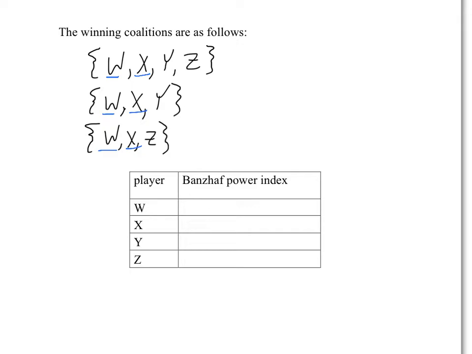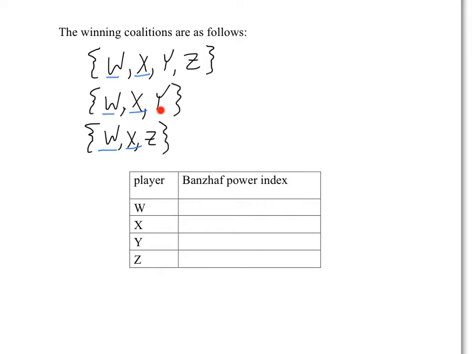How about Y in the Grand Coalition? No. If we cover up Y here and just look at the remaining members, W, X, and Z, they do form a winning coalition. So if everyone else is going to vote yes here, and Y decides to switch sides and vote no, the resolution still passes. So Y is not critical here. Similarly, Z is not critical here.